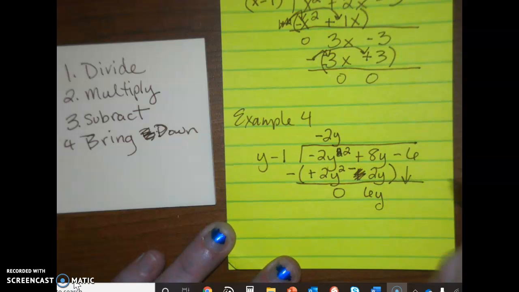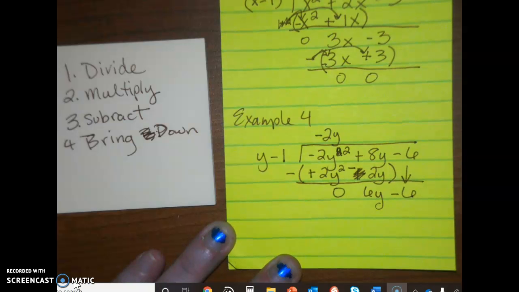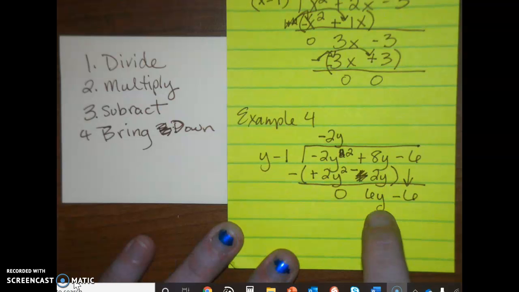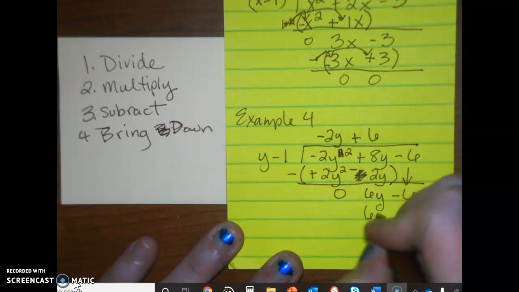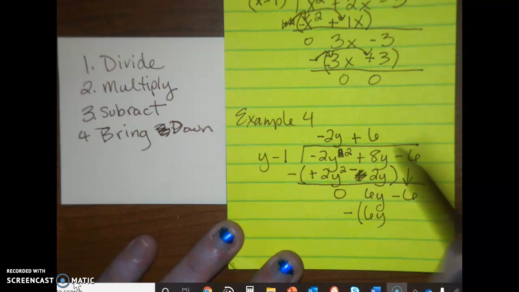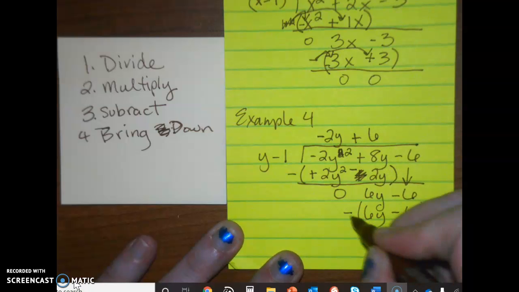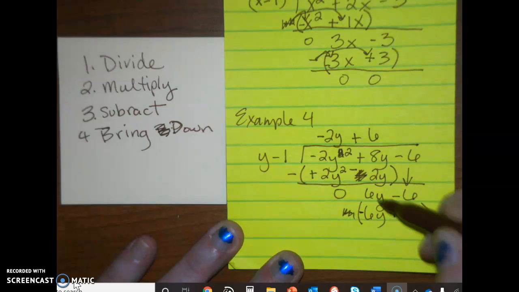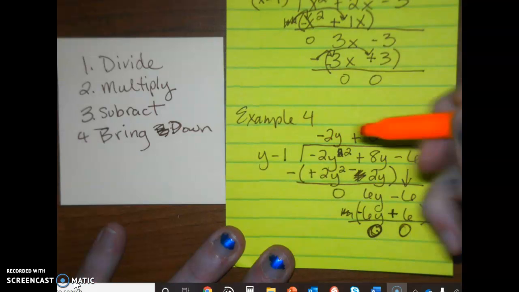So now I've got to bring this down. So I've got negative 6 right here. We do it again. We go back up to divide. y goes into 6y 6 times. So we're going to go plus 6. 6 times y is 6y. Remember, we got this going on. 6 times negative 1 is negative 6. This distributes over here and over here. This goes away. Oopsies. These cancel out. These cancel out. So yay, we are done.